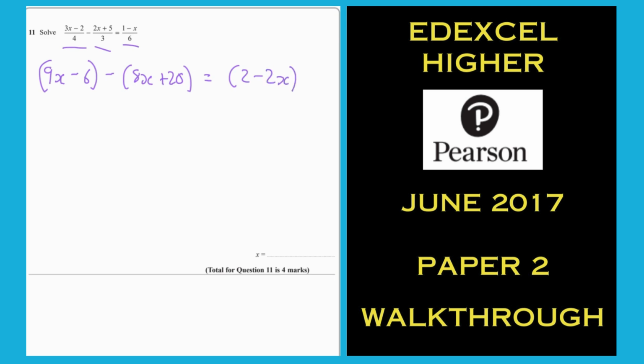I would collect my like terms. We've got 9x take away 8x. Negative 6 take away 20 is negative 26. On the right, we'll just ignore the brackets. Adding 2x to both sides, adding 26 to both sides. 28 over 3, 9.3 recurring, or 9 1/3.